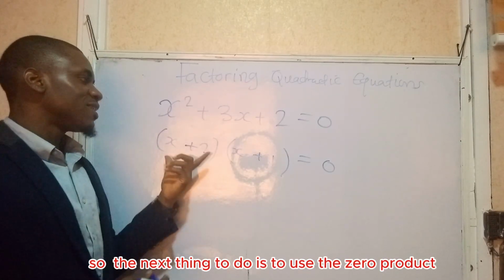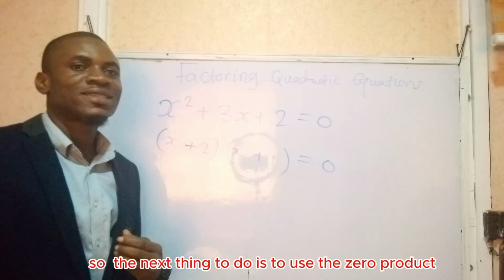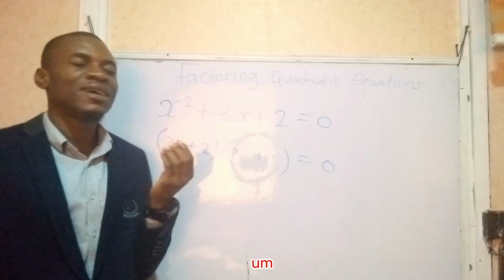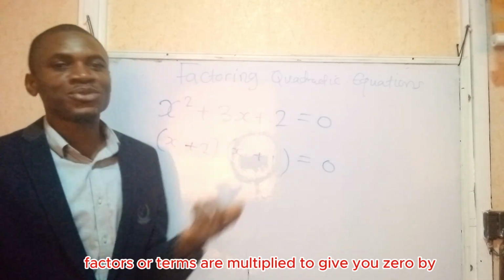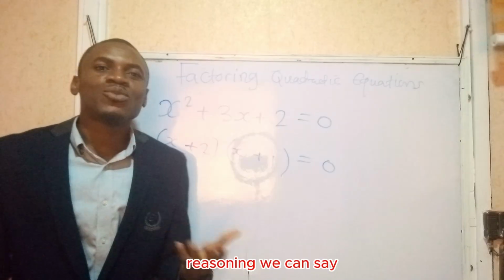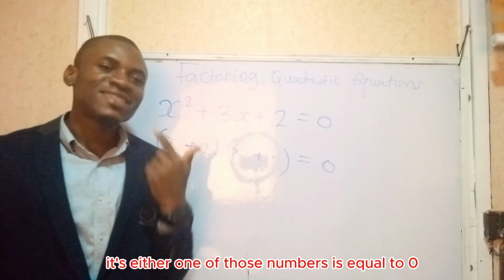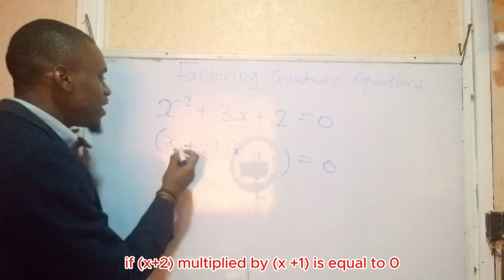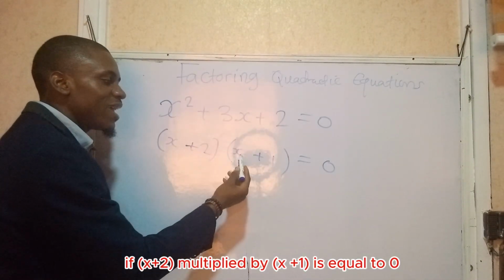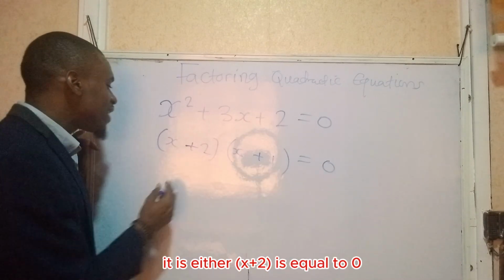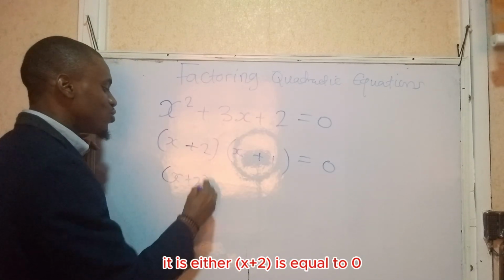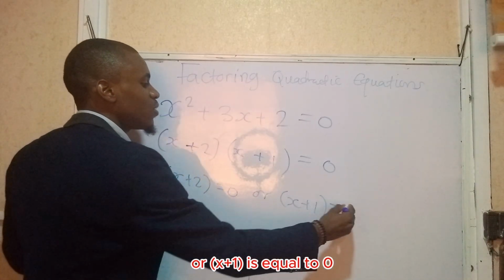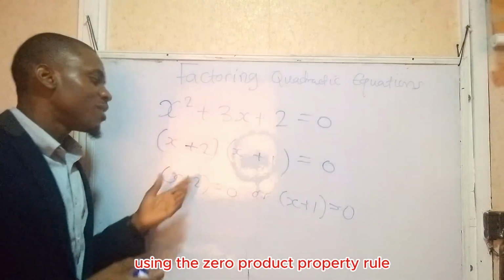The next thing to do is to use the zero product property rule. Once any two numbers or any two factors or terms are multiplied to give you 0, by reasoning we can say either one of those numbers is equal to 0 or both of them are 0. It is based upon that premise that we say if x plus 2 multiplied by x plus 1 is equal to 0, it is either x plus 2 is equal to 0 or x plus 1 is equal to 0, using the zero product property rule.